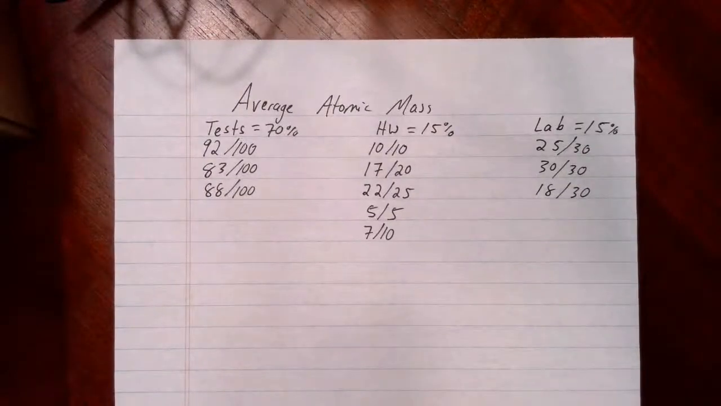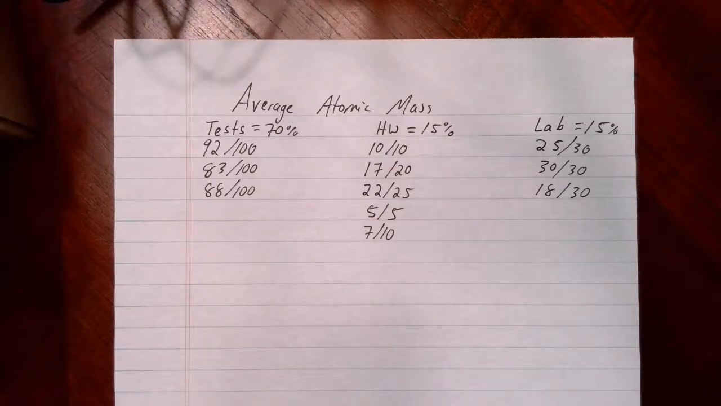So I said previously that the average atomic mass that's on the periodic table is different from the mass number we discussed. So remember, the mass number is simply the number of protons plus the number of neutrons, whereas the average atomic mass is the average of the masses of all the naturally occurring isotopes.